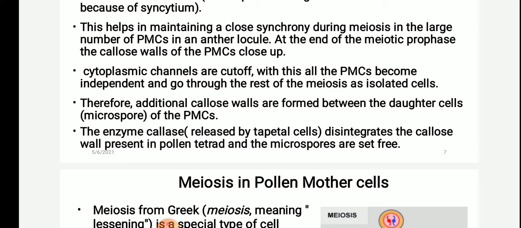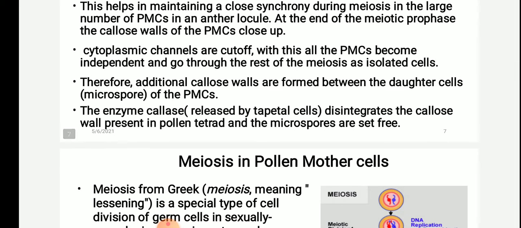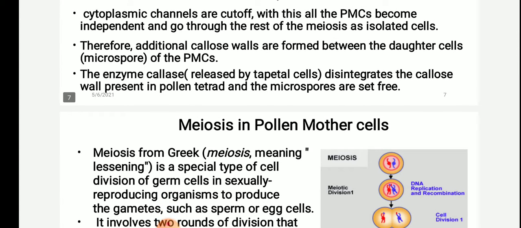So there will be a synchrony in the PMCs in the anther locule. At the end of meiotic prophase, the callose walls of the PMCs close up. So the cytoplasmic channels, I told you that pollen mother cells have cytoplasmic connection with the neighboring pollen mother cells. After prophase 1, these channels will also be cut off because of the callose deposition. Therefore, additional callose walls are formed between the daughter cells of the PMCs.